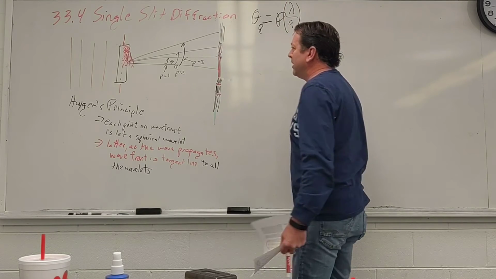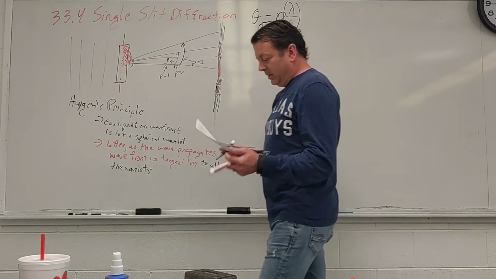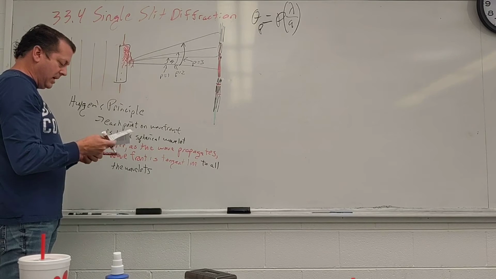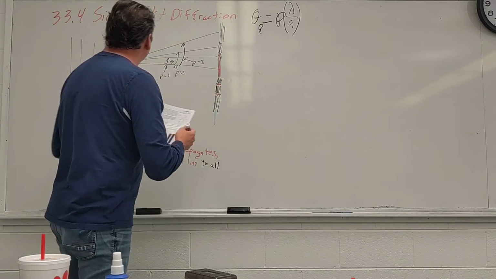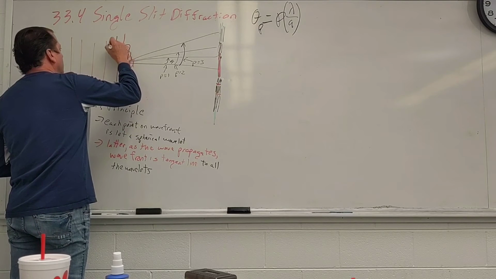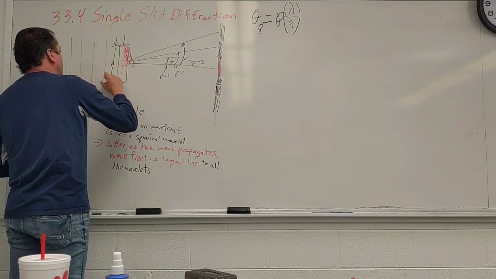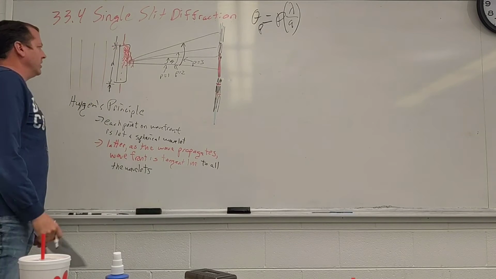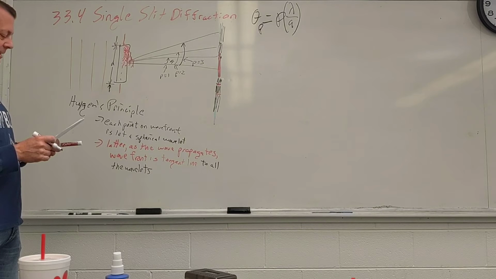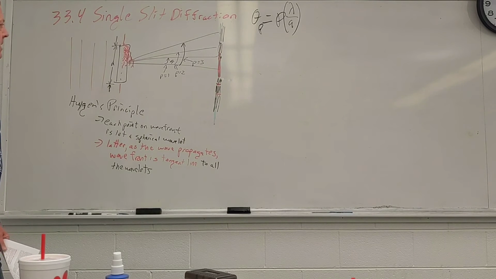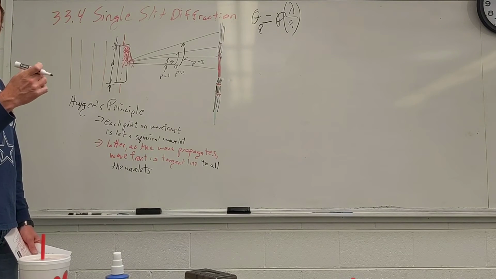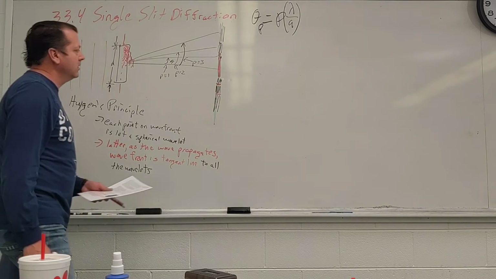Now where do you think lambda over a comes from? Well, you can go through that. Lambda is the wavelength of light, and a is the width of the slit. How wide that slit is there. Okay? That's how wide that slit is. Now, how long it is up and down would be the thickness of that slit. Okay.